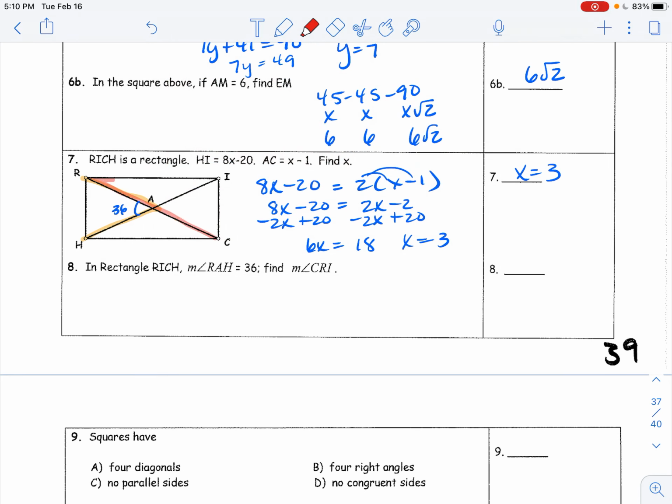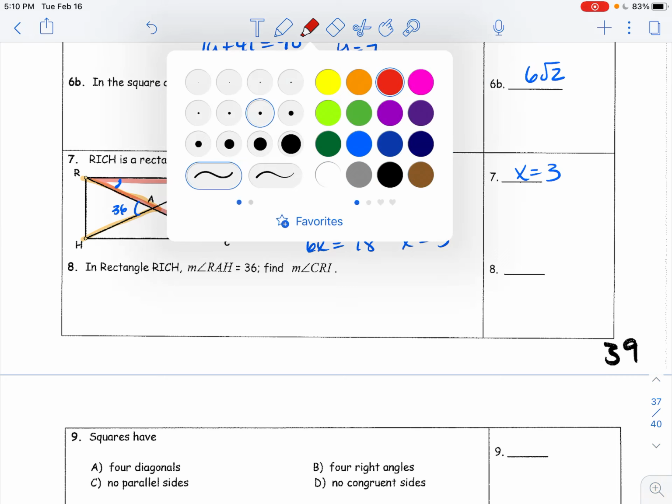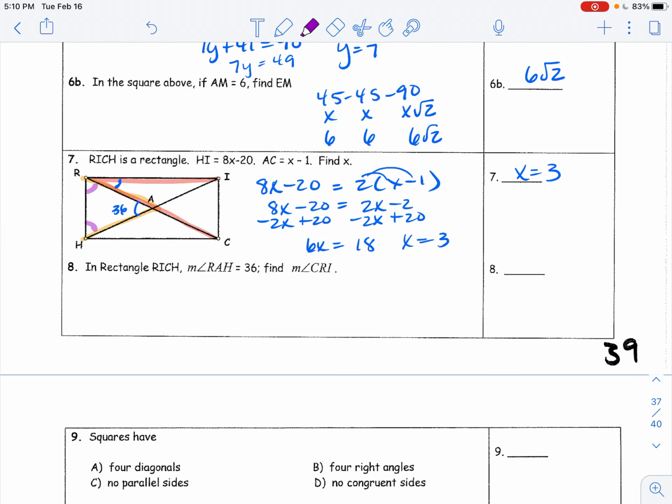Okay, so now we're trying to find C to R to I, this angle up here. First thing we can do is find these base angles right here, this guy and this guy, because we know that those are congruent. And if I take off that vertex angle, that 36, that'll give me 144. If I take 144 and divide it by 2, each of those base angles is 72.